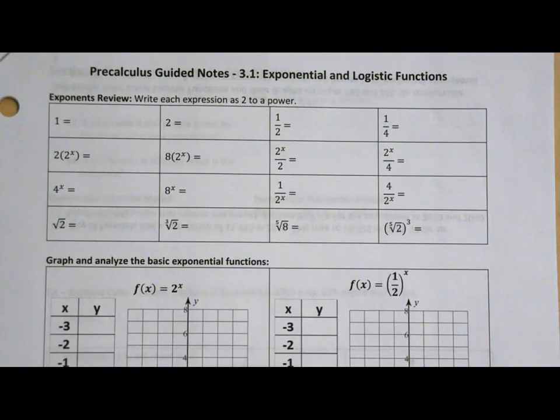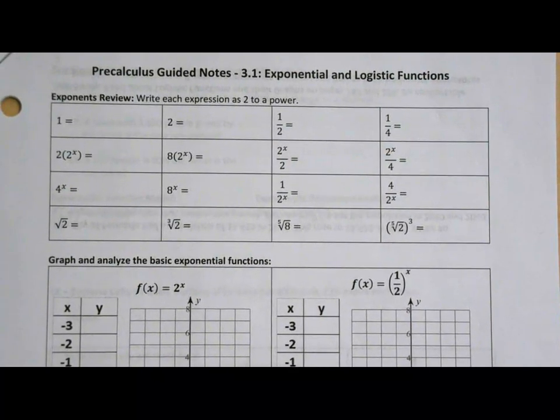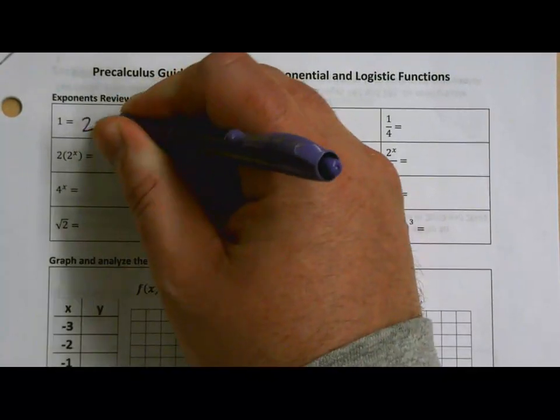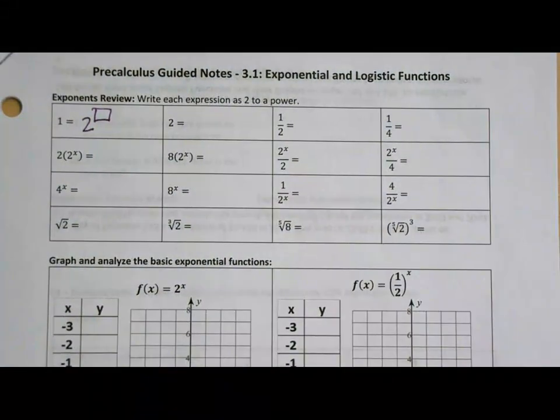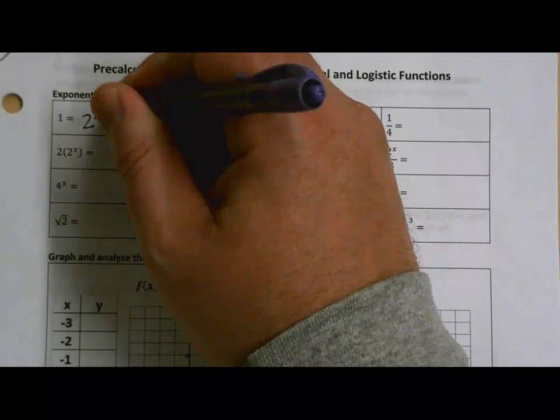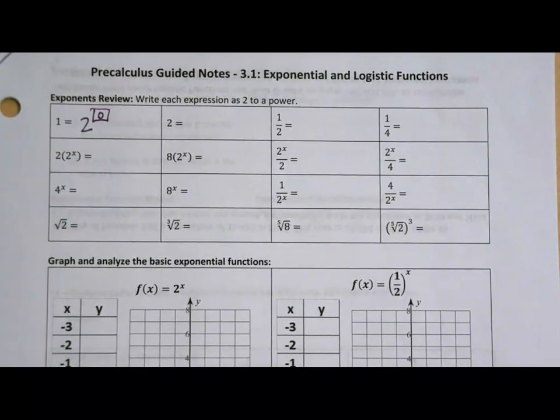So let's just test ourselves right now. I bet you guys can do most of these on here. At least half of them. What I'm asking you to do for each of these problems is rewrite it as 2 to a power. So what exponent can I put on a 2 to make it equal to 1? What exponent can I put onto anything to make it equal to 1? 0. Anything to the 0th power is 1. You guys knew that, right?